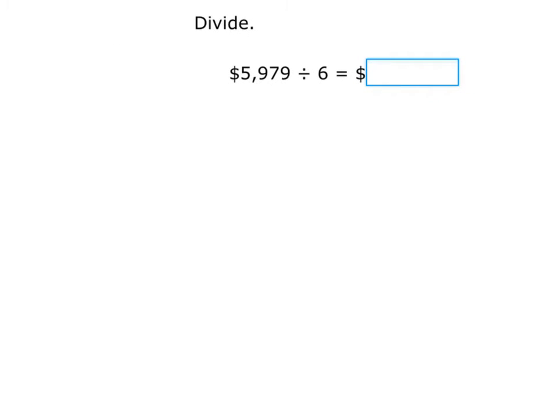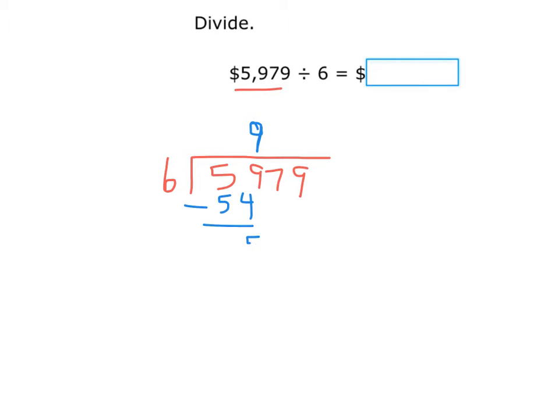All right, again, the number listed first when you're going horizontally is what goes inside the divide sign. So 5,979 and 6 on the outside. 6 cannot go into 5, so 6 goes into 59. How many times? 6 times 8 is 48. 6 times 9 is 56. Haha, 54. Can you tell it's Friday? So 9, 54, which would be 5, and you bring down the 7.